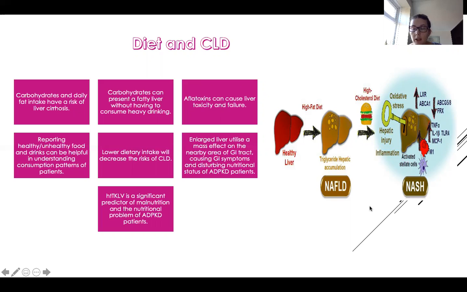And this figure illustrates that a high fat diet can turn a healthy liver into a fatty liver by triglyceride hepatic accumulation. And if the bad dietary habit continues even with a diagnosis of fatty liver, this can cause hepatic injury and inflammation and progression of disease.